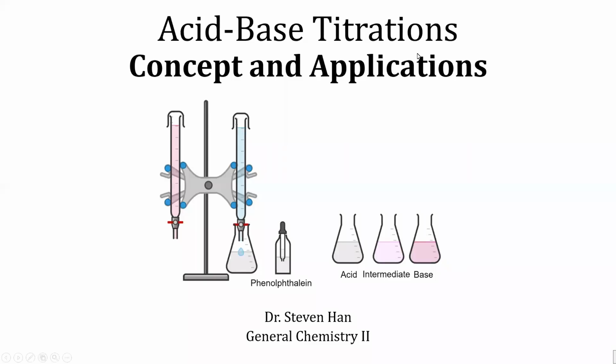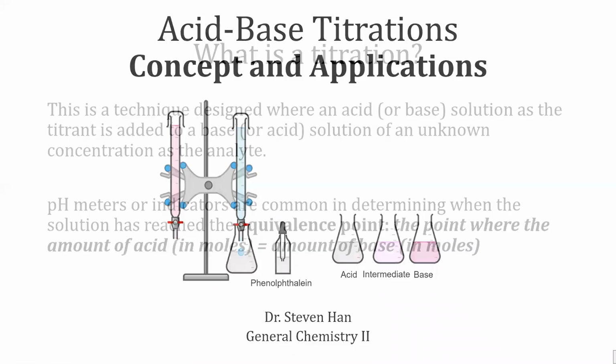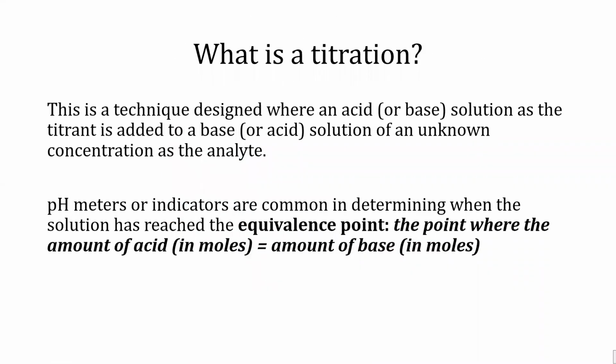This lecture is on acid-base titration, specifically on concepts and applications. What is a titration? This is a technique where an acid or base solution as the titrant is added to a base or acid solution of an unknown concentration as the analyte. pH meters or indicators are common in determining when the solution has reached the equivalence point, the point where the amount of acid in moles equals the amount of base in moles.